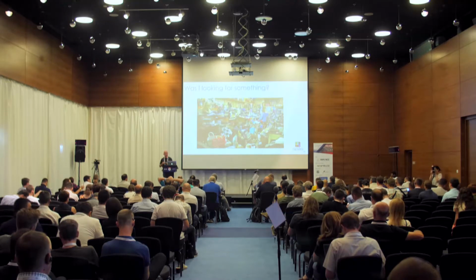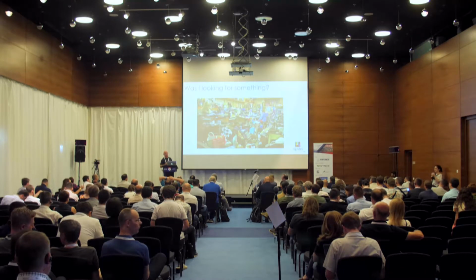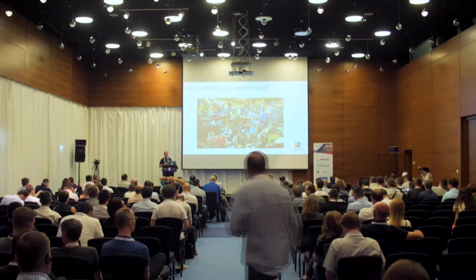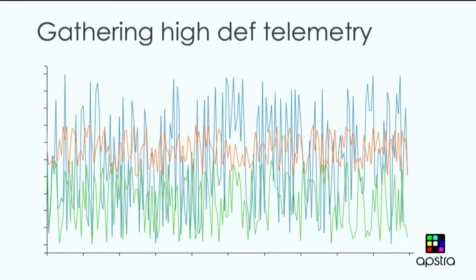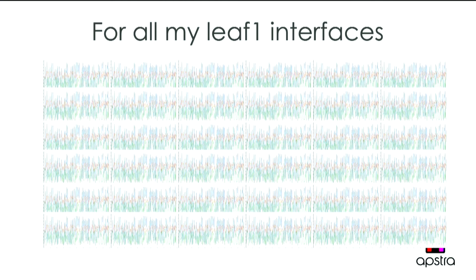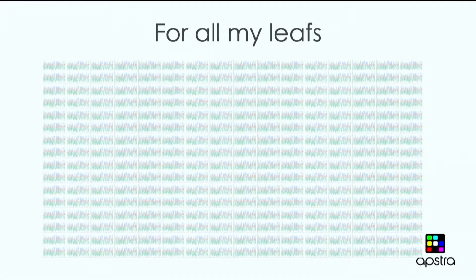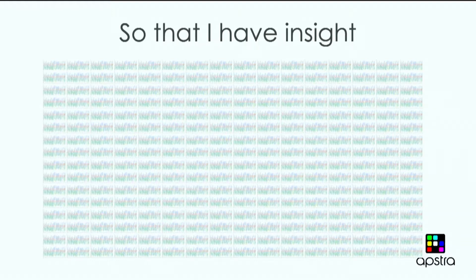So the very important part of intent-based networking is to ask for right data. Let's take an example. This is high-definition telemetry for an interface on a switch. Now I see all interfaces on a single switch. Now I see all the interfaces on all my leaf switches. What does it tell you? It tells absolutely nothing.